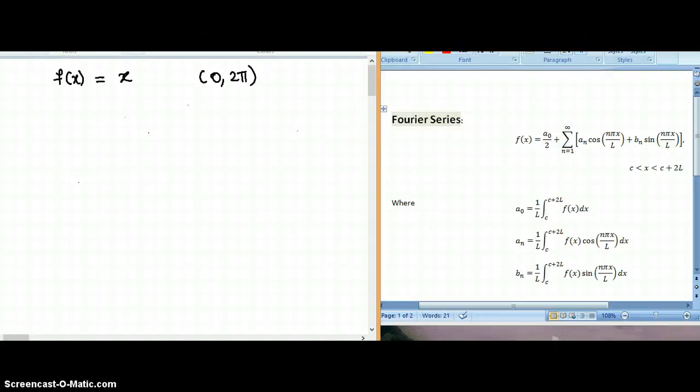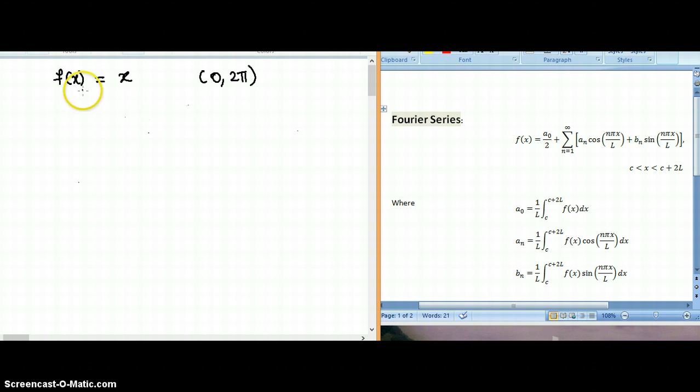In this video, we are going to see how to find the Fourier series expansion of the function f(x) equal to x defined in the interval 0 to 2π. For that, we have this general rule. The Fourier series expansion of any function f(x) which is defined over the interval c to c plus 2l is given by a0 over 2 plus summation n going from 1 to infinity of an cos(nπx/l) plus bn sin(nπx/l), where we need to calculate the values of a0, an and bn by using these rules.